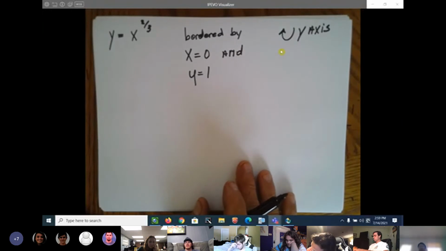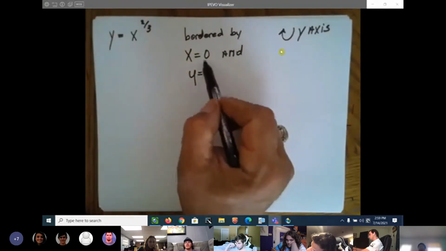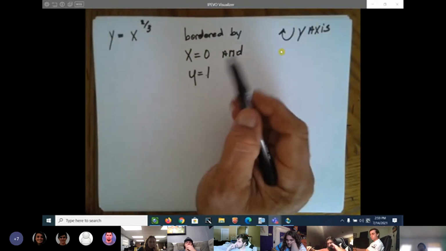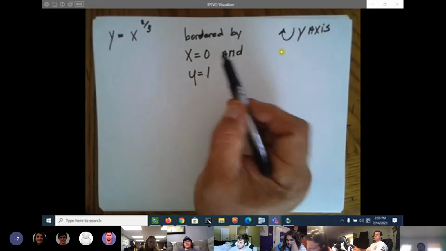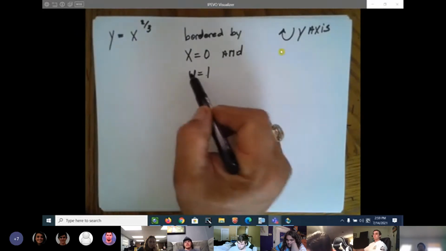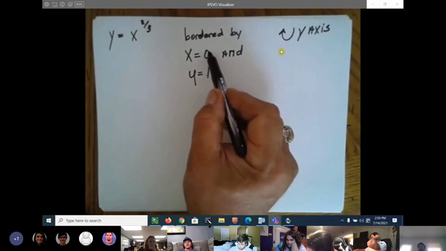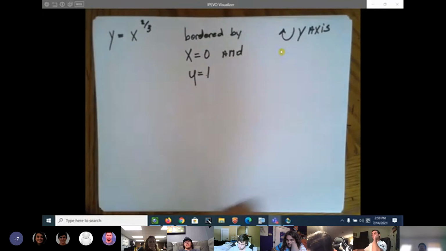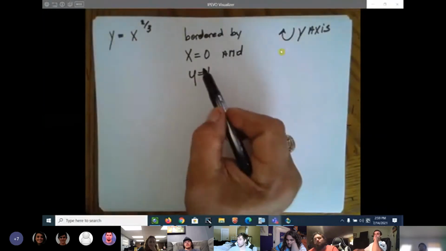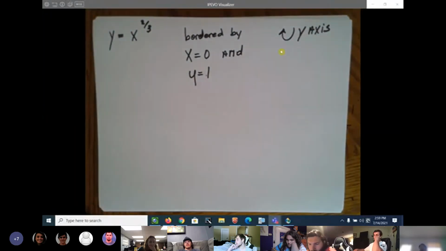Now, if you remember your graphing way back, these are 2 lines right here. I wrote them different. I didn't write them in brackets. I wrote x is equal to 0 and y is equal to 1. So these are 2 lines. And it says bordered by. So draw a picture, and then you should be able to come up with the antiderivative.